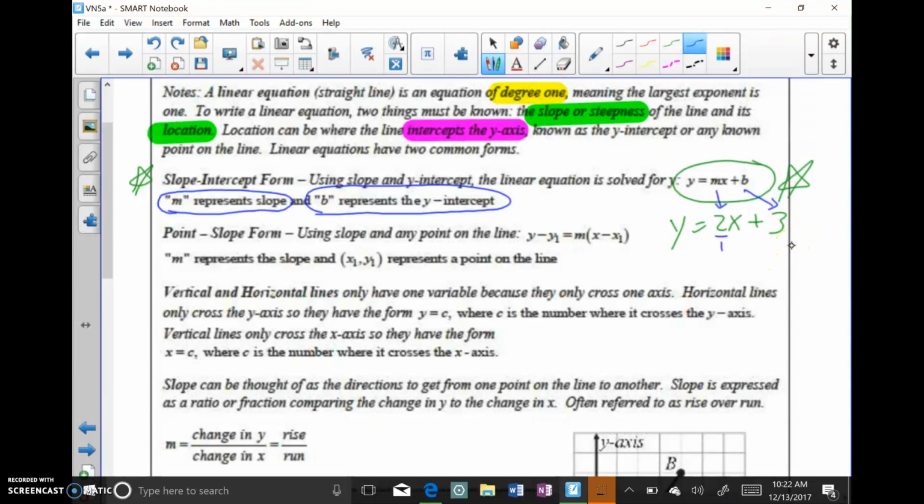I'm going to talk more about what this stuff means, and we're going to spend several days on graphing linear equations. A lot of this you probably already know. But that's a very common form you're going to see.